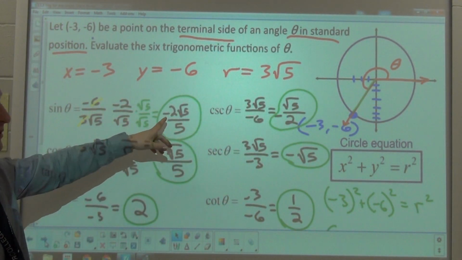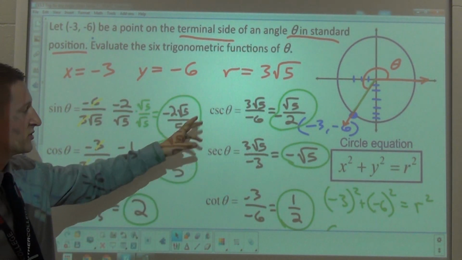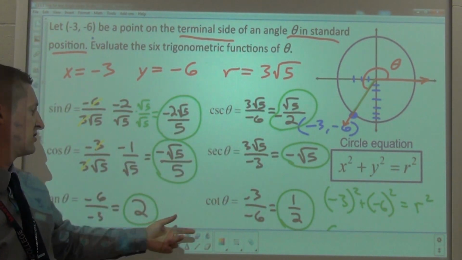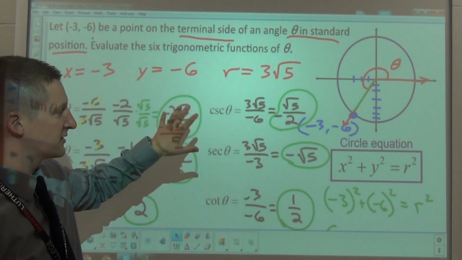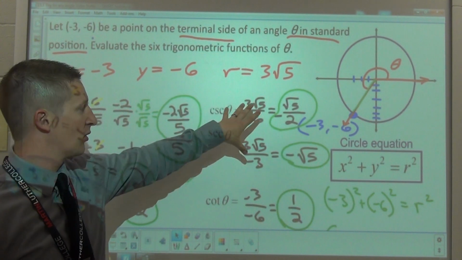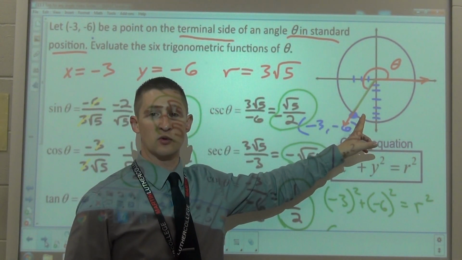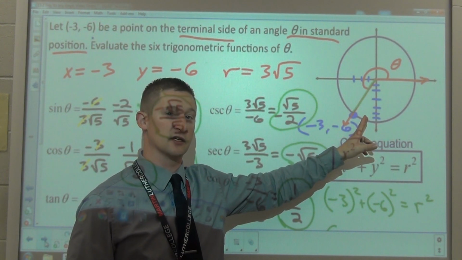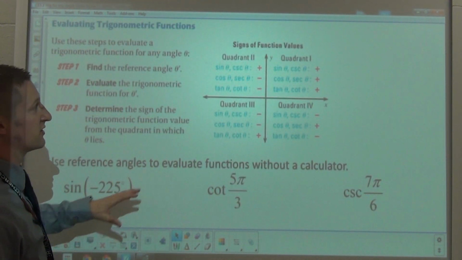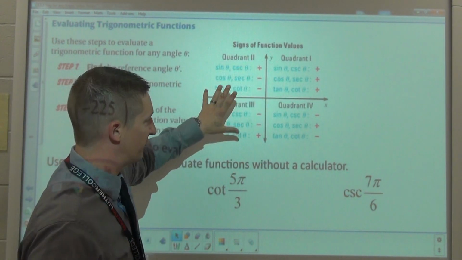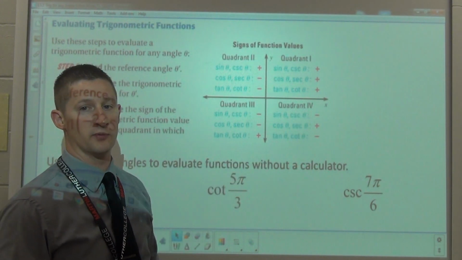Here our sine of theta happens to be negative 2 root 5 over 5. Cosine was also negative, cosecant, secant negative, but tangent and cotangent happen to be positive. Now, there's a reason that these four were negative and these two were positive, and that's based on the quadrant in which our terminal side exists. So, we've got a chart given to us here that outlines which of the trig functions are positive or negative in each of the four quadrants of the coordinate plane.